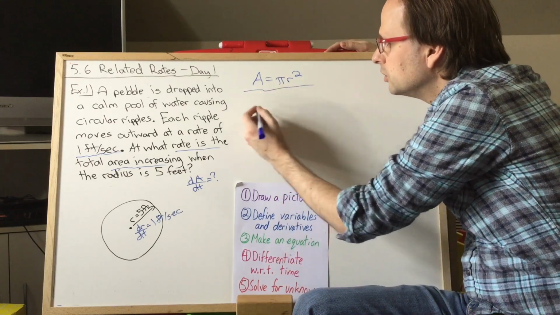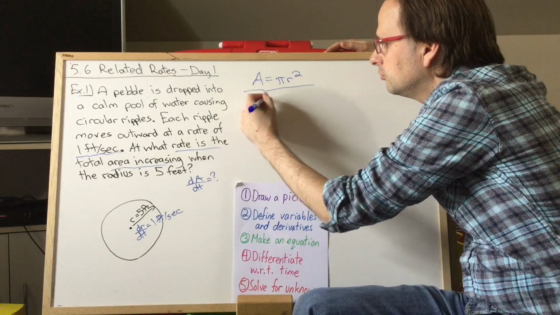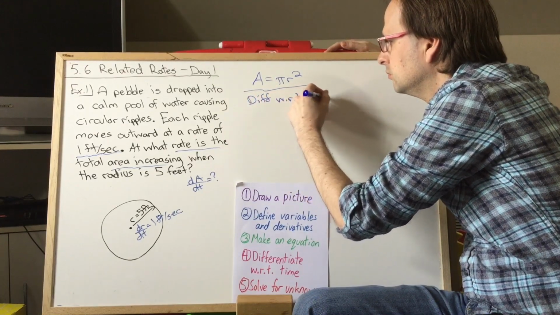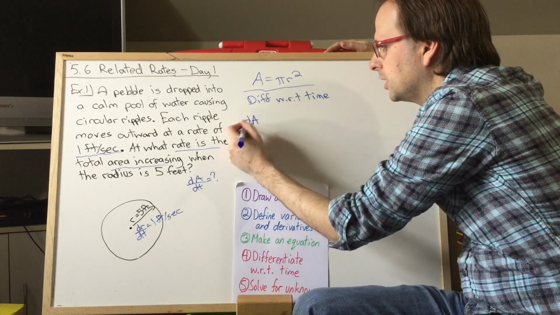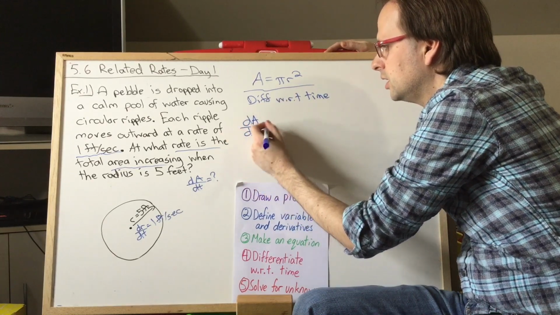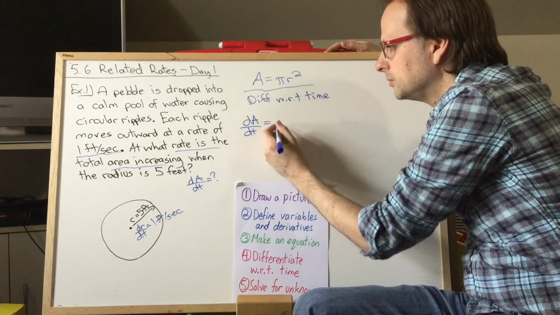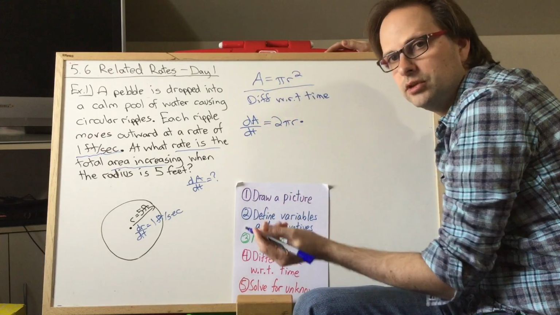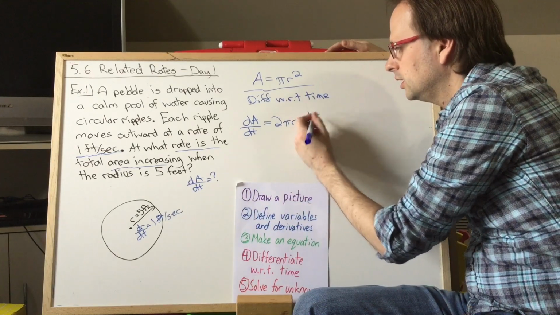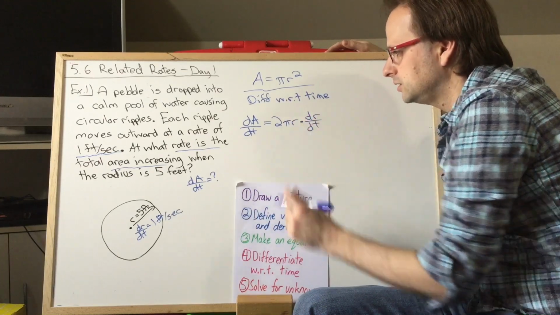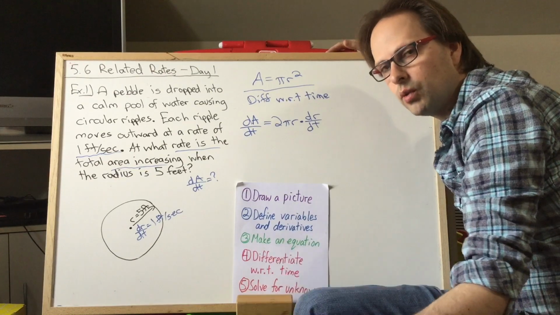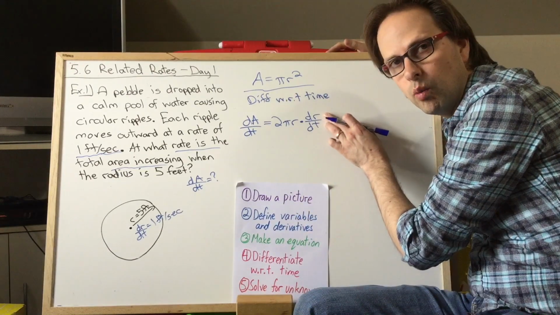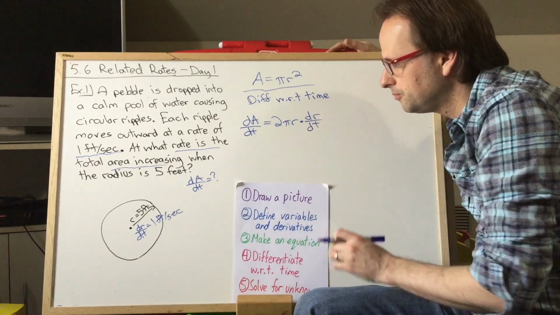If I differentiate with respect to time, A becomes dA by dt. Pi r squared, well, this 2 is going to come down front. I'll get 2 pi r. And then I have to use the chain rule, and it's going to be times dr by dt. Now some of you are going to want to write that as r prime. Please don't. Please be specific about what the rate of change is.